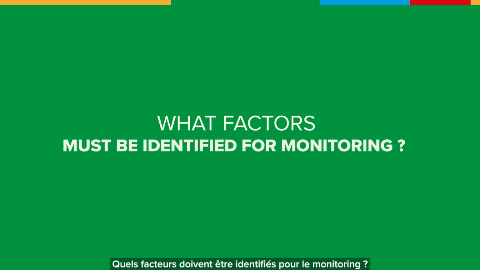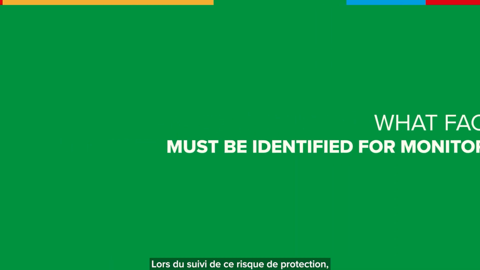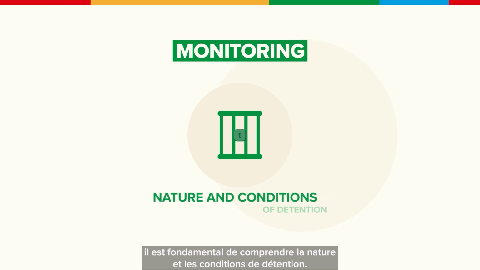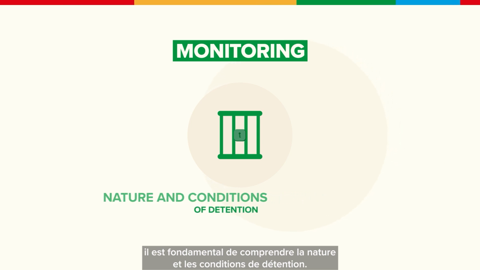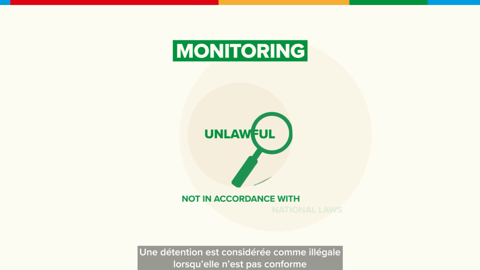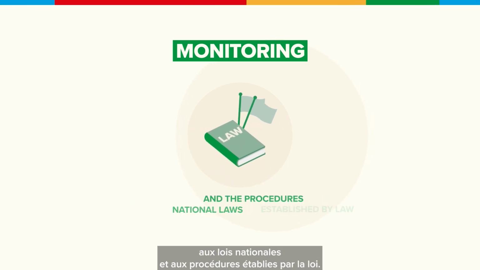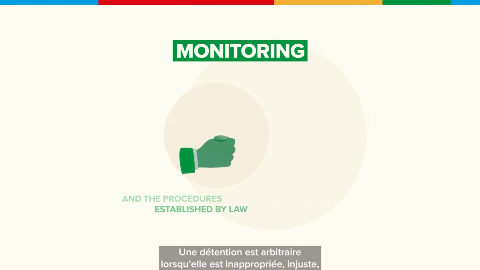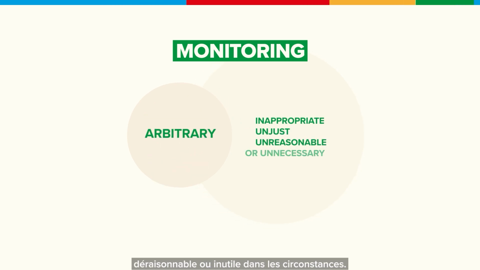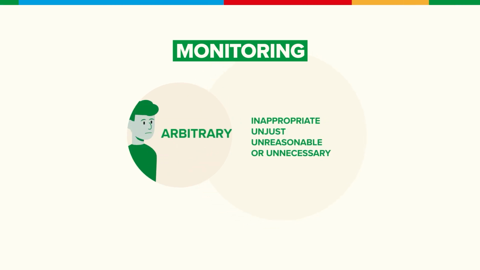What factors must be identified for monitoring? While monitoring this protection risk, it is fundamental to understand the nature and the conditions of detention. A detention is considered unlawful when it is not in accordance with national laws and the procedures established by law. A detention is arbitrary when it is inappropriate, unjust, unreasonable, or unnecessary in the circumstances.